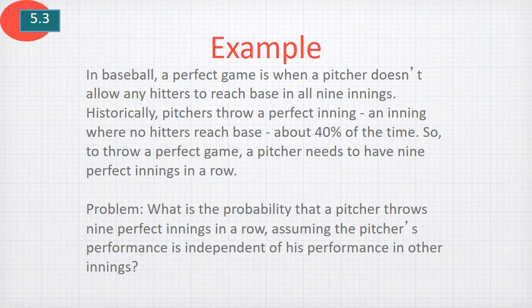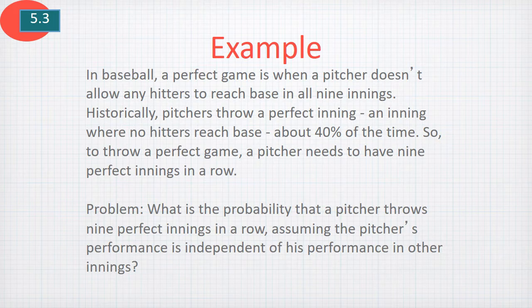So here we have an example. In baseball, a perfect game is when a pitcher doesn't allow any hitters to reach base in all 9 innings. Historically, pitchers throw a perfect inning, an inning where no hitters reach base, about 40% of the time. So to throw a perfect game, a pitcher needs to have 9 perfect innings in a row.